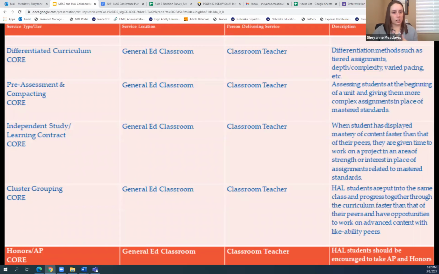So this is a chart that kind of lays out those different instructional strategies. And so over here on the left, it is the service type and what tier it is in, where the service generally takes place and who delivers the service, and then a short description of the service. So again, for example, in this core level, in the general education classroom, we can do that curriculum compacting, and those students can use the additional time with the standards that they've mastered in order to do an independent study that's more difficult or is in their talent area.